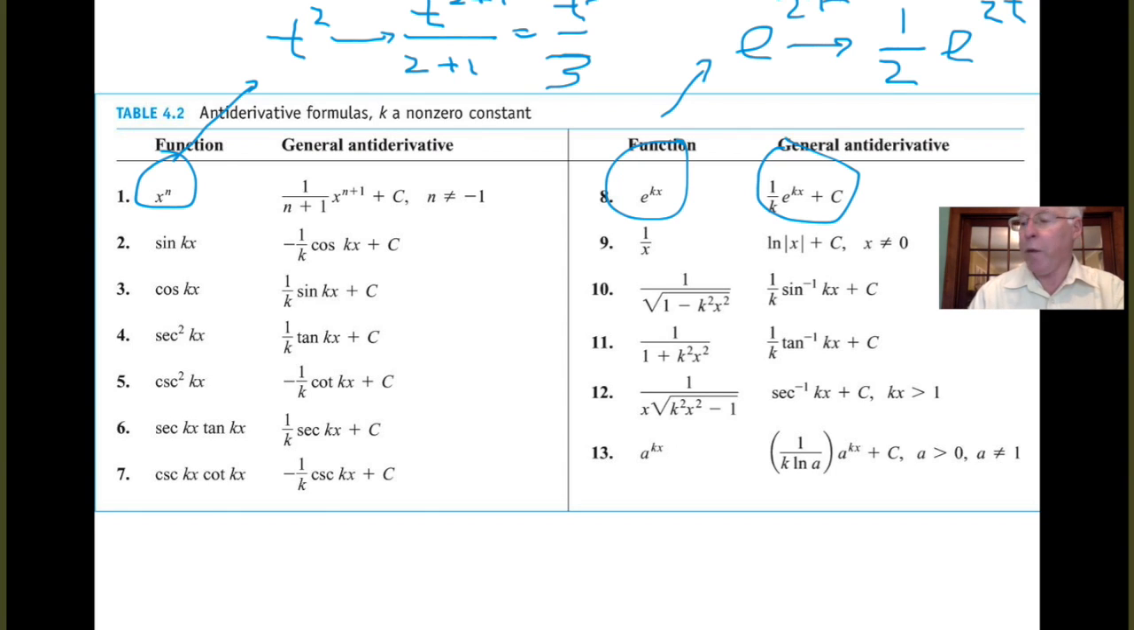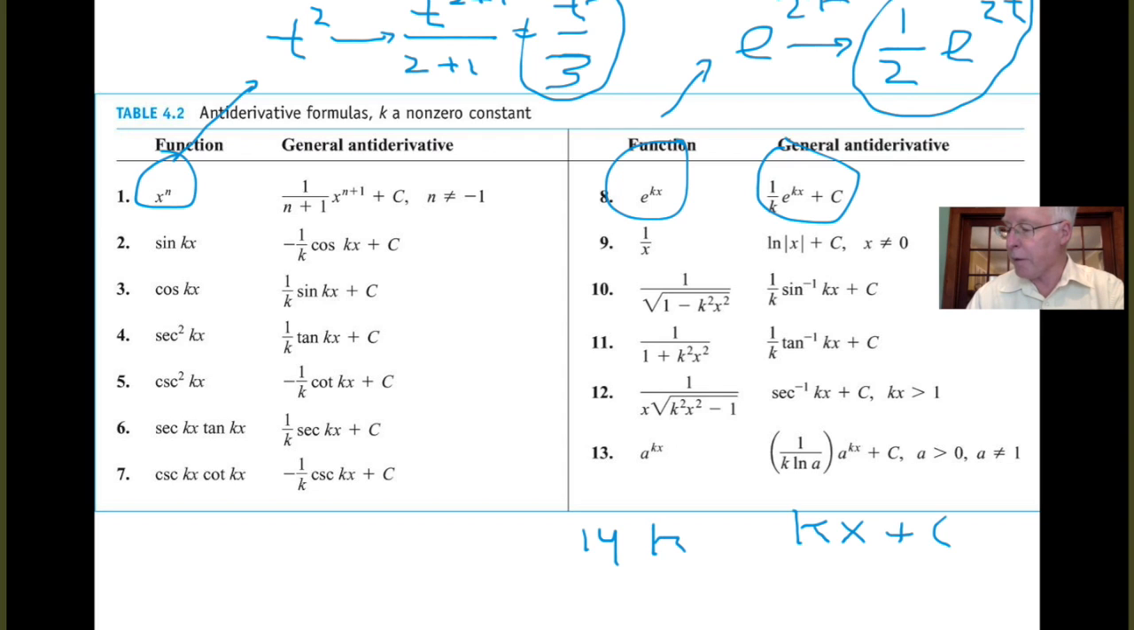You can check both these. You can take the derivative of t cubed over 3, see that you get t squared back, and likewise differentiate this 1/2 e to the 2t, and you do get e to the 2t back. And our 14th entry, constant, has antiderivative kx plus c, tells us that the 4 will become 4t. Again, the variable here is t rather than x.